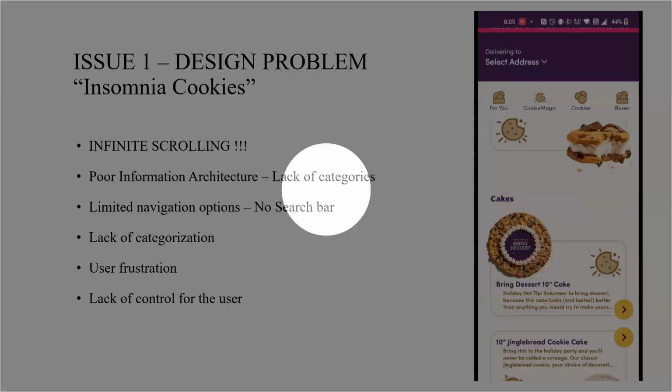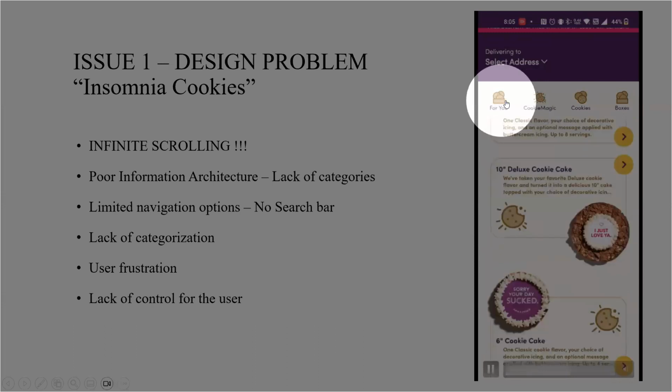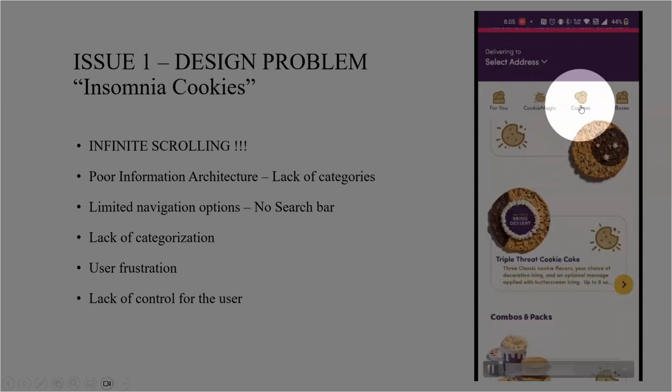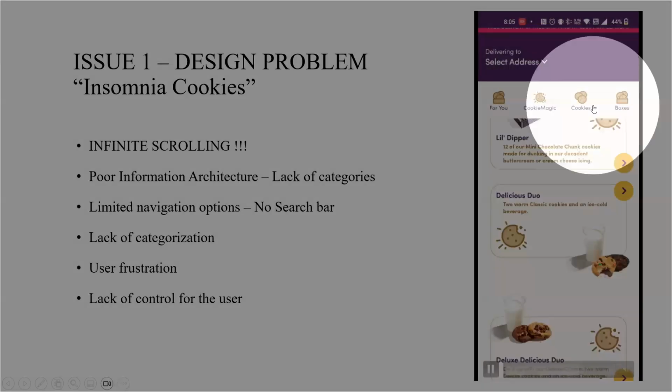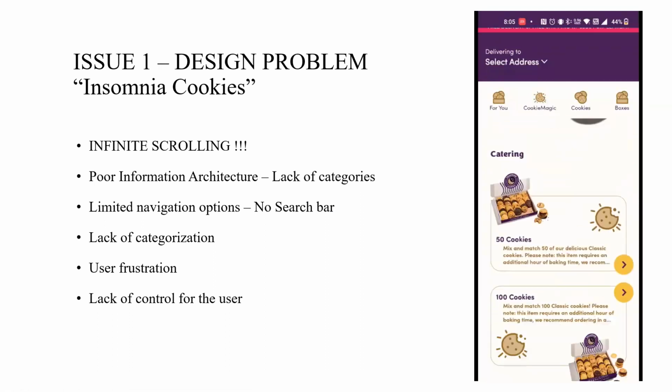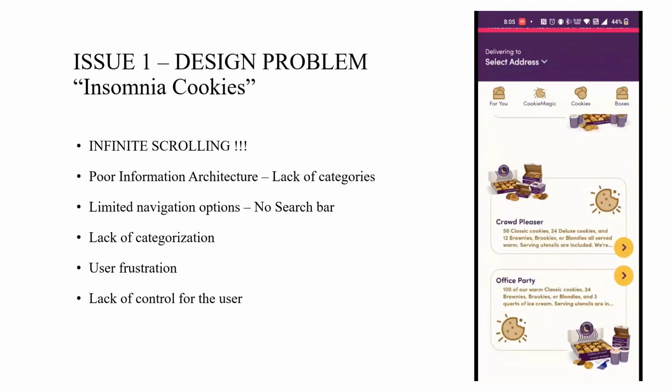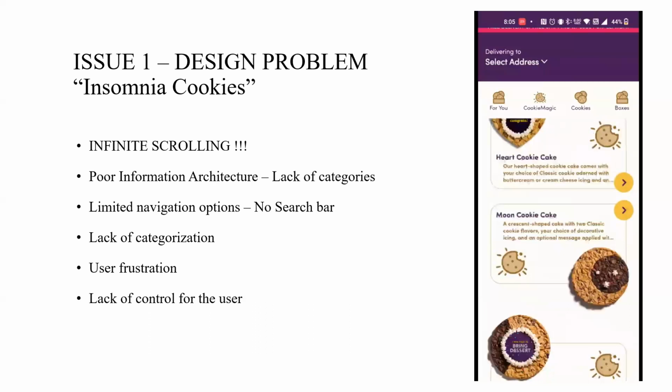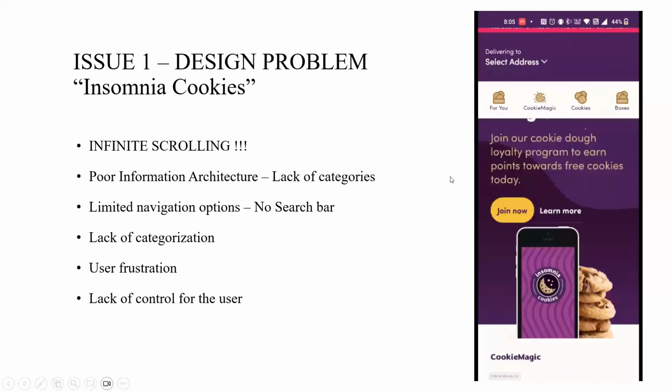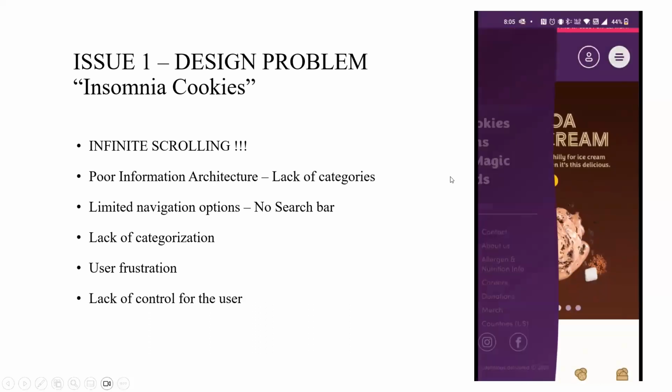Now, some people might argue that there are some categories present over here. But let's say I want to search for a particular cookie. I can't definitely say which category it would belong to. There is a lack of control for the user, which adds to their frustration.